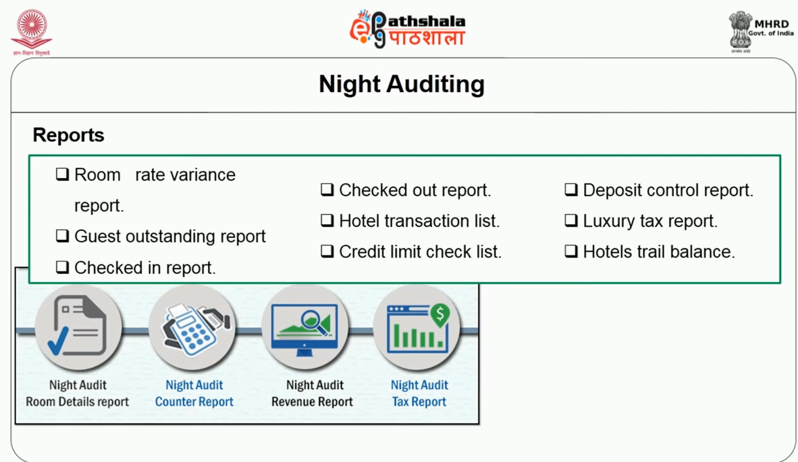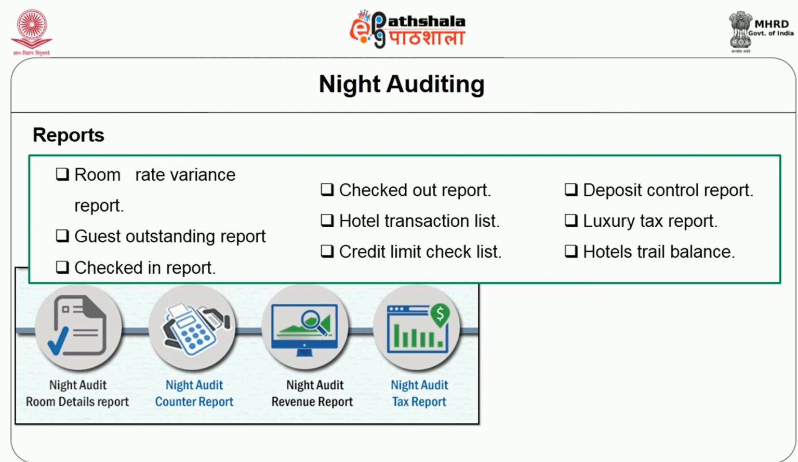Next is the checked out report. Checked out is again about who has checked out of the hotel, the report of those persons or groups or any VIPs or anybody who has checked out. So this records all the checkout names or groups. Next is the hotel transaction list. The hotel transaction list again records all the transactions within the hotel. Next is the credit limit checklist. Again this is the same thing which is maintained, the credit limit checklist, up to which credit we can spend.